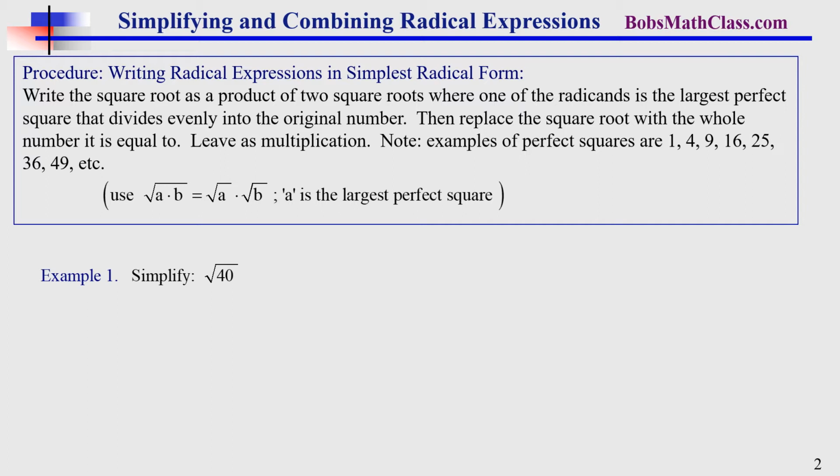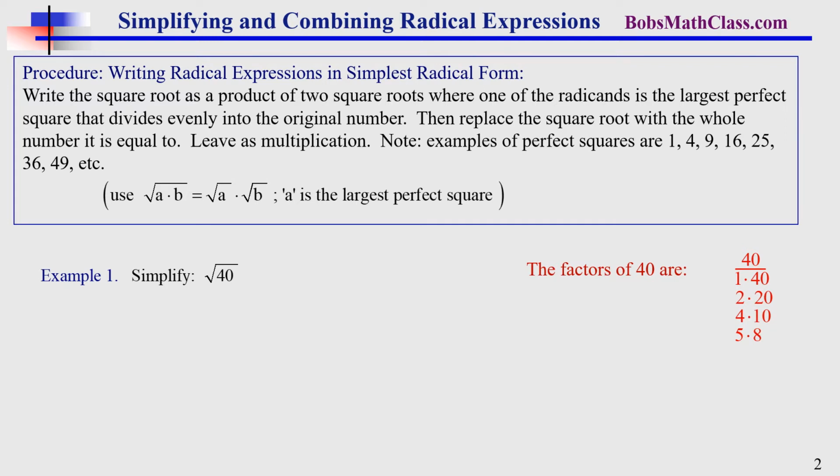Okay, so we're going to use this property that the square root of a times b equals the square root of a times the square root of b, and a is the largest perfect square. So here's our example, square root of 40. We're going to try to separate it into a product, and one of the numbers has to be a perfect square.